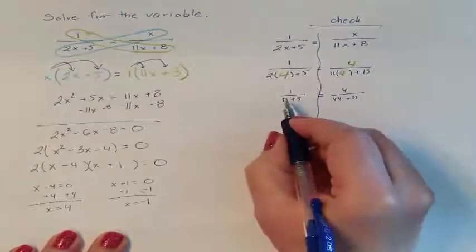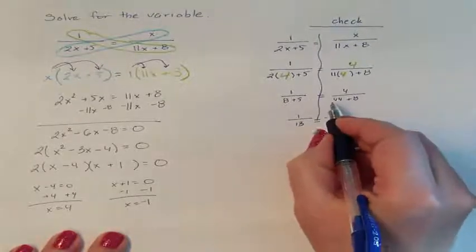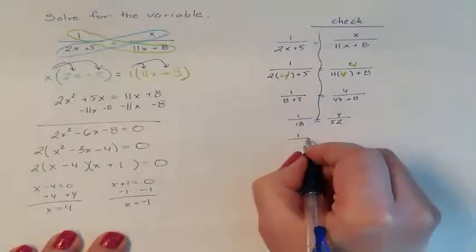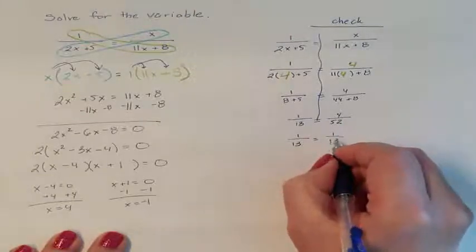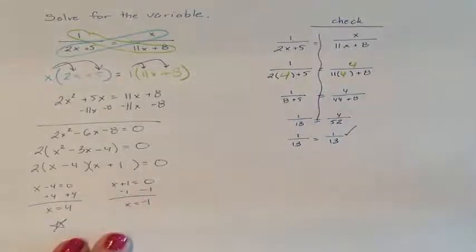1 all over 8 plus 5 is 13. 4 all over 44 plus 8 is 52. 1 over 13 is already simplified. It's 1 over 13. 4 over 52 does simplify to 1 over 13. So these two are equal, which meant our 4 is an answer.